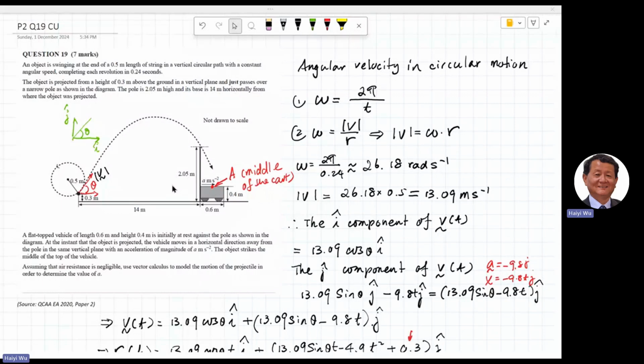Okay, welcome back. Today we're going to solve a very complex question. The reason it's very complex is because it's very lengthy.